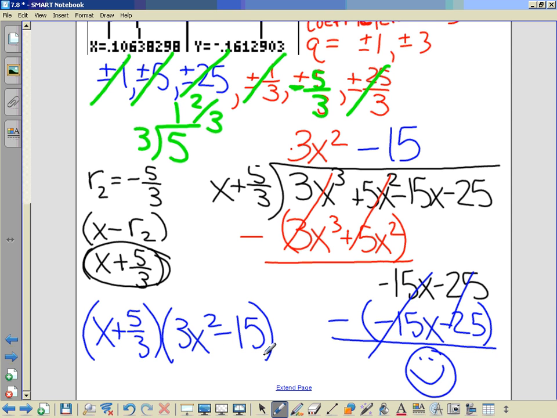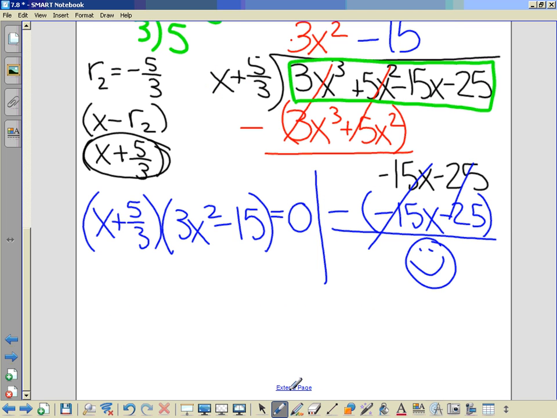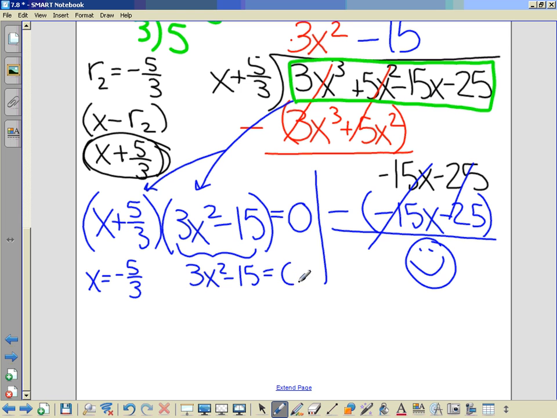So this original, let's circle it here, let's highlight it. This was the original problem that we set equal to 0. We're going to set this equal to 0 and solve it. We know that what I just circled in green here factors into this times that. So if either of these factors was set equal to 0, x would equal negative 5 thirds, which we already thought was a solution. Now let's set this equal to 0 and solve.